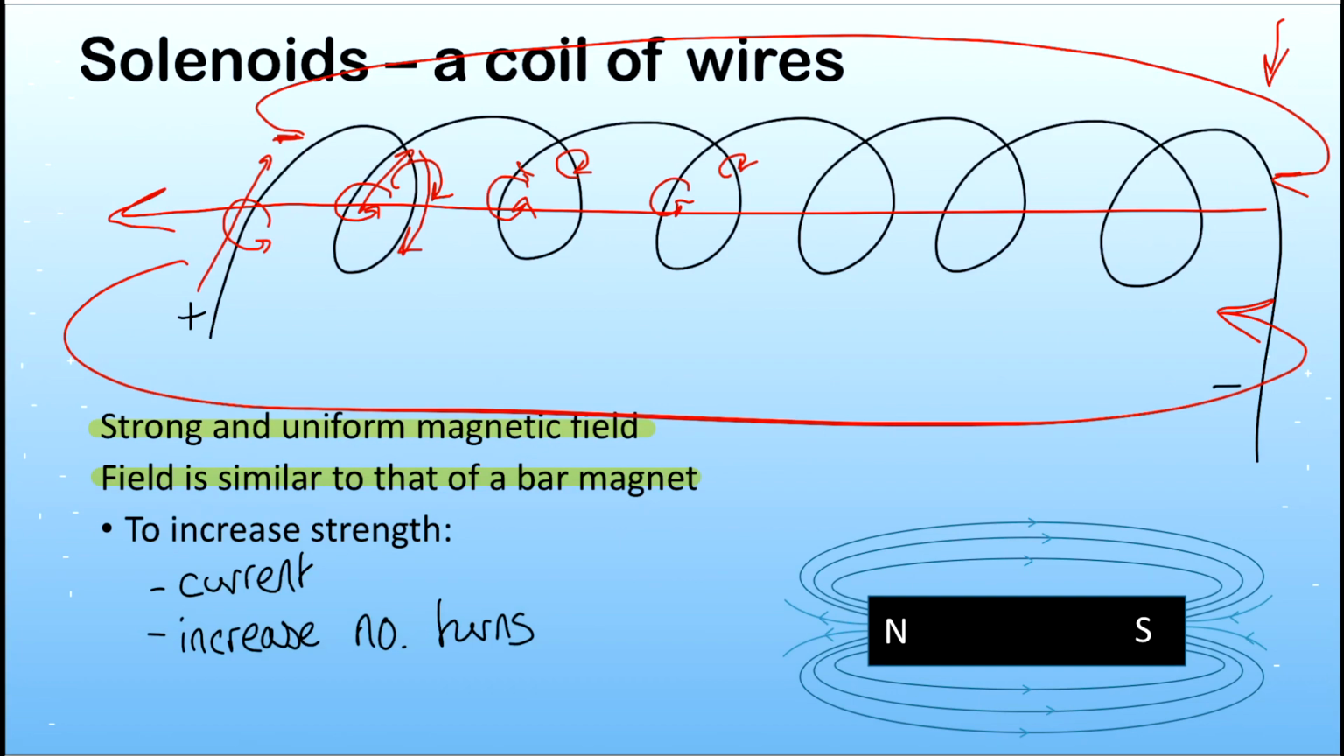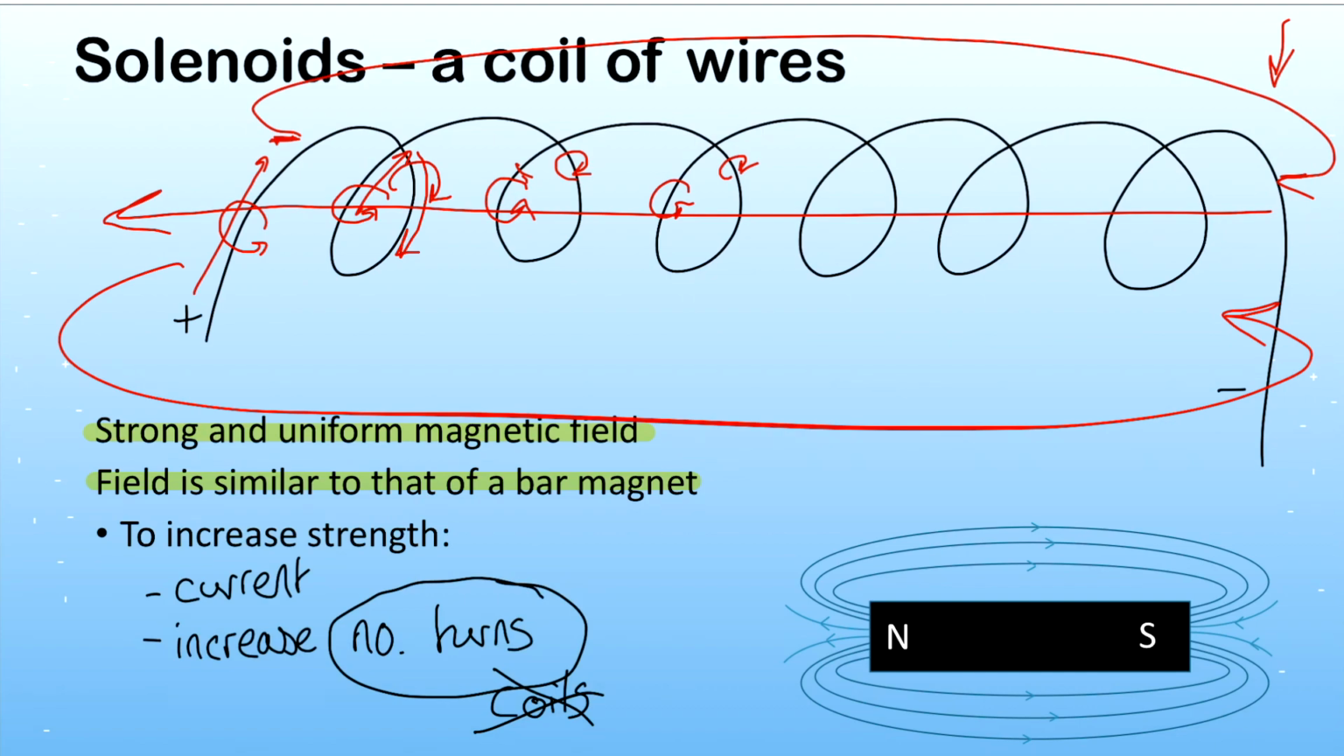It's not the number of coils that we're increasing. So we cannot refer to the number of coils, it must be the number of turns, otherwise you won't get the marks. The other way that you could increase the strength of a solenoid is to include an iron core.